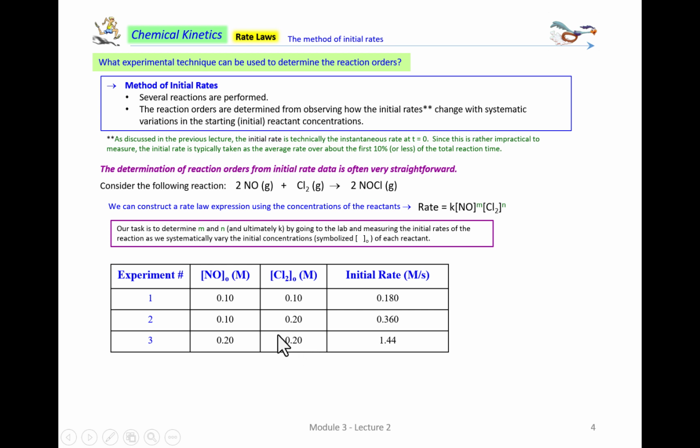So between experiments 2 and 3, we've only changed one thing. We've changed NO. We've doubled it. And the rate here goes from 0.36 to 1.44, which is actually a factor of 4 increase, even though we only doubled the concentration of NO. And that should also tell you something about the coefficient m.